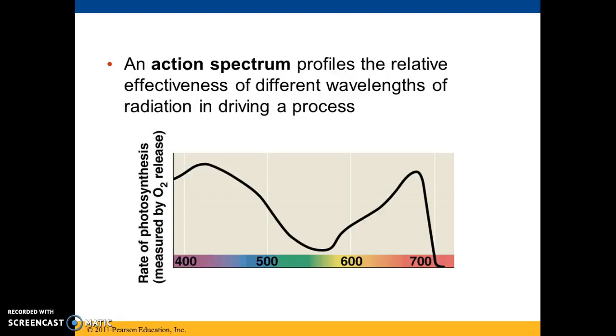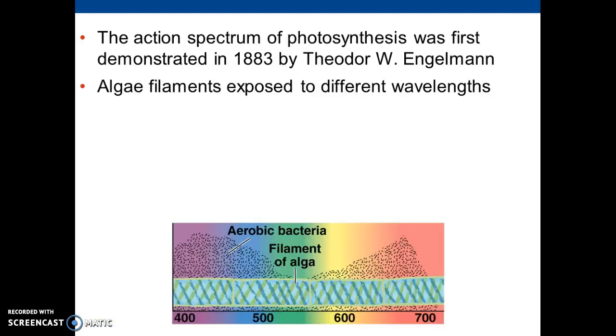While modern action spectrums use quite a bit of technology, Engelmann was really resourceful back in the 1800s. He just used a piece of algae. And he put the piece of algae with a bunch of different wavelengths of light separated out by a prism, and he grew that algae in the presence of aerobic bacteria.